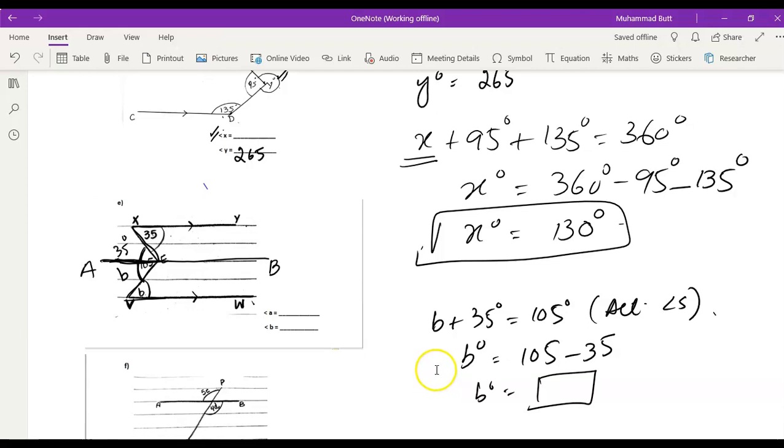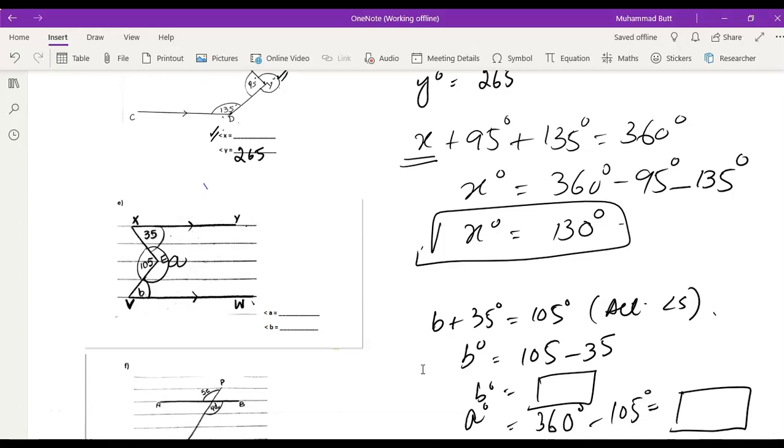They are also asking you to find out the value of angle A. It's not mentioned over here, but angle A is the reflex angle of 105. So angle A would be 360 minus 105, as we know that it's making a complete circle, so you can easily find out the value of angle A over here.